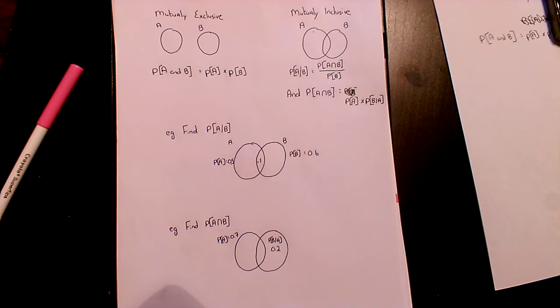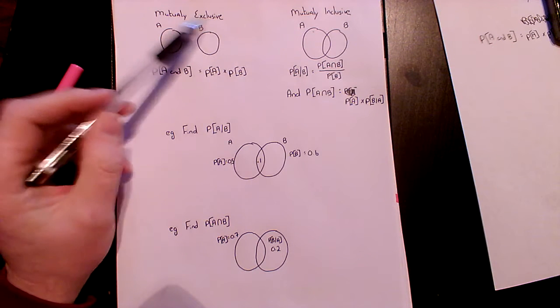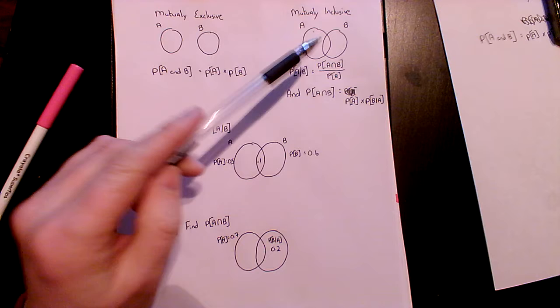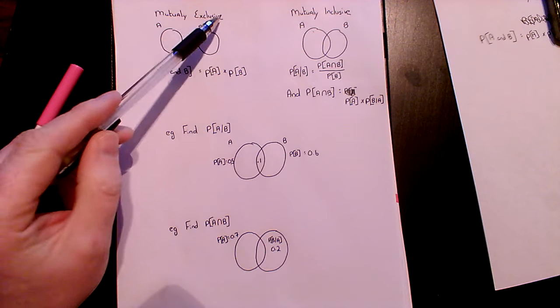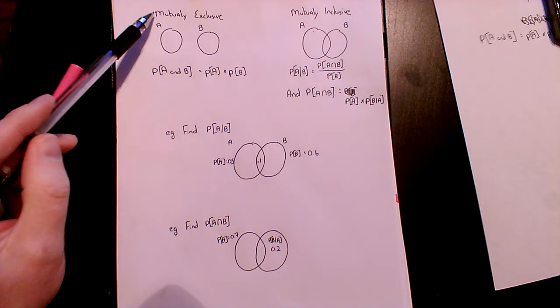Okay, Lucy, so this is probably the most difficult part. It's probably the only difficult part in this chapter. And we're looking at mutually exclusive events and mutually inclusive events with regard to Venn diagrams. Well, let's look at the mutually exclusive events.